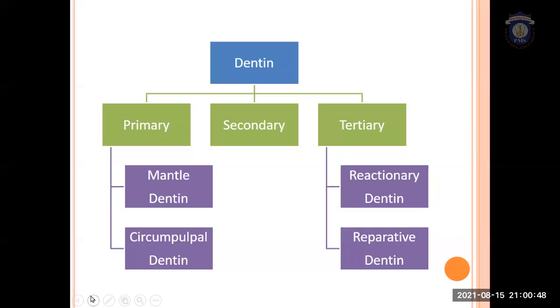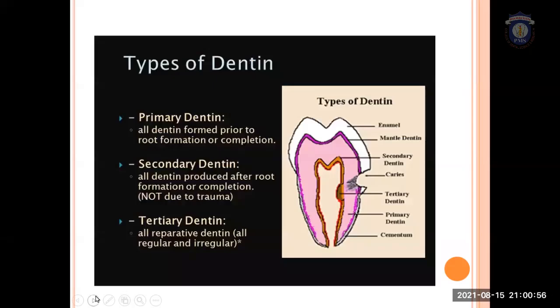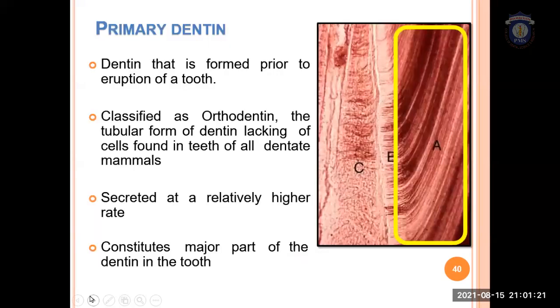So today we will discuss this broad classification of dentine into primary, secondary, and tertiary. All the dentine formed prior to the root formation is known as the primary dentine, whereas dentine produced after root formation or root completion is known as secondary dentine. Any kind of dentine formed after all the primary and secondary dentine is formed, due to the presence of any external or internal stimuli, is known as tertiary dentine. We will look in detail at each type.